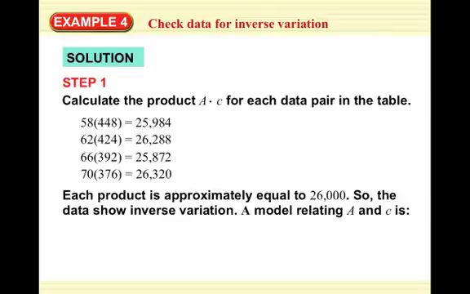So the data show inverse variation, and we're going to model the relationship with A times C equals 26,000, or because we want the number of chips as a function of area, we're going to solve it for C. So C equals 26,000 divided by A.